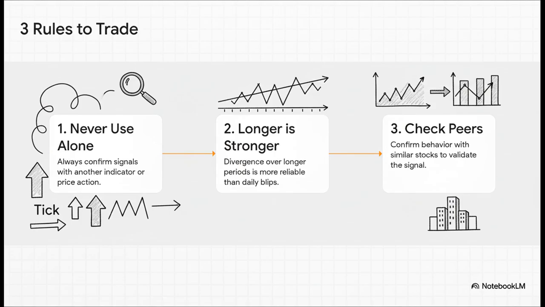Rule number 1, and this is the most important, never use it alone. A signal from the tick is a clue, not a command. Always look for confirmation from price action or another indicator. Rule number 2, longer is stronger. A divergence that builds over a few weeks is way more reliable than some weird blip that happens for one afternoon. And finally, rule number 3, check the neighbors. See if other stocks in the same sector are behaving similarly. That helps confirm you're seeing a real market-wide shift.